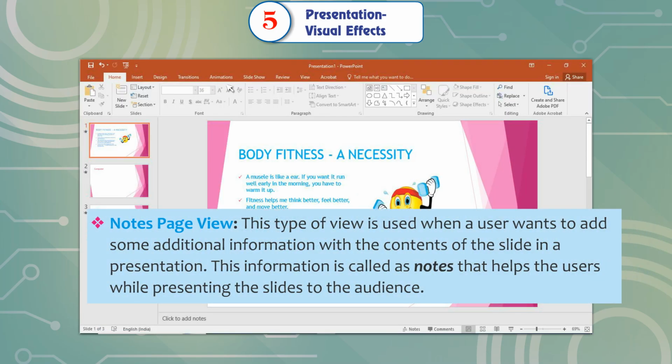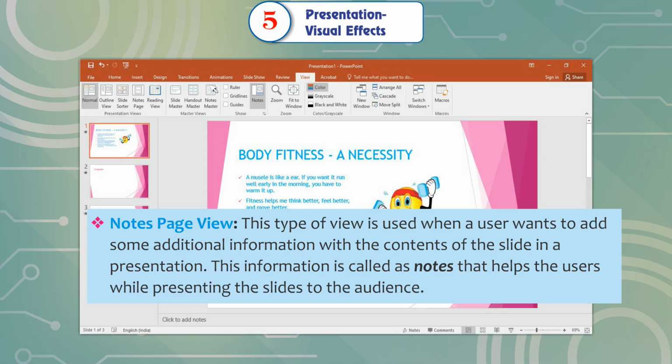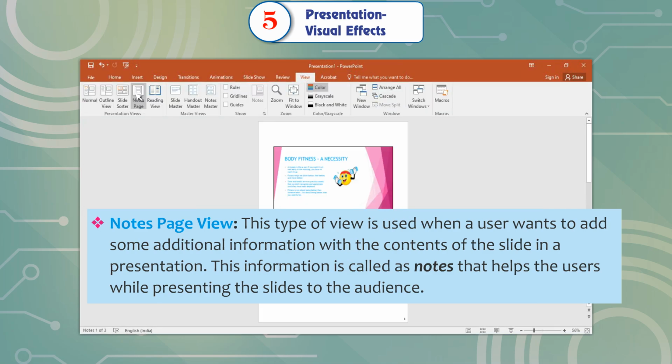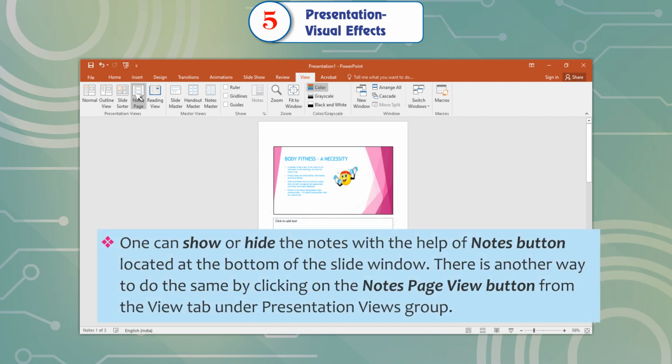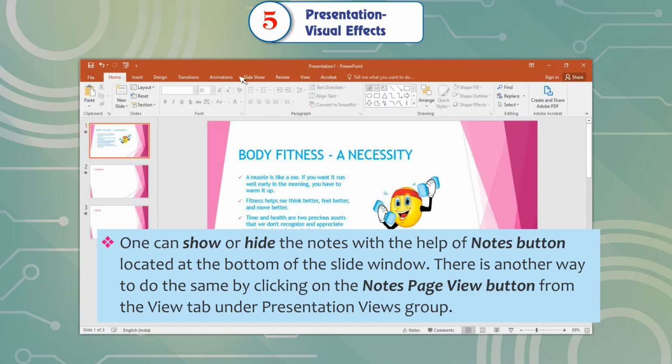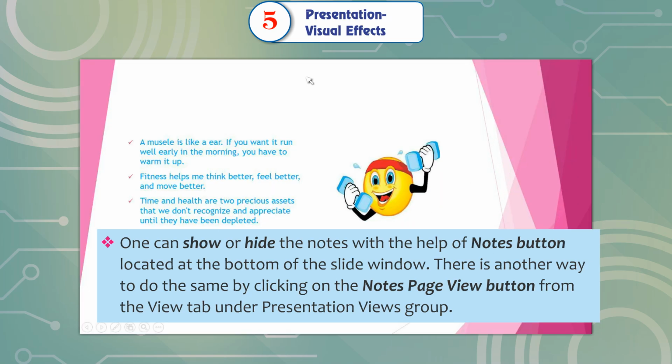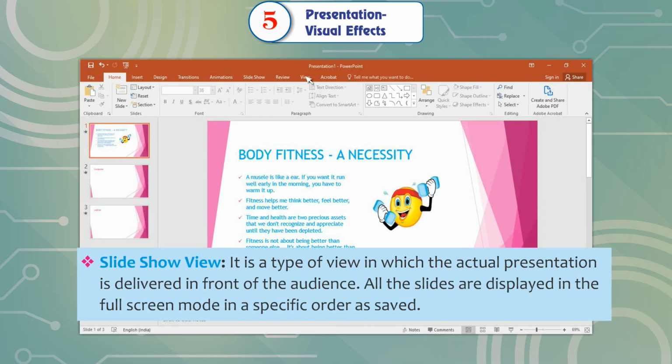Notes Page View. This type of view is used when a user wants to add some additional information with the contents of the slide in a presentation. This information is called notes, which help the users while presenting the slides to the audience. One can show or hide the notes with the help of the Notes button located at the bottom of the slide window. There is another way to do the same by clicking on the Notes Page View button from the View tab under the Presentation Views group.